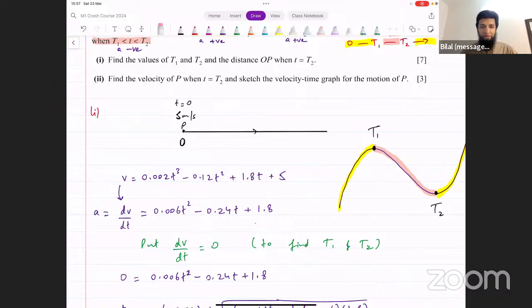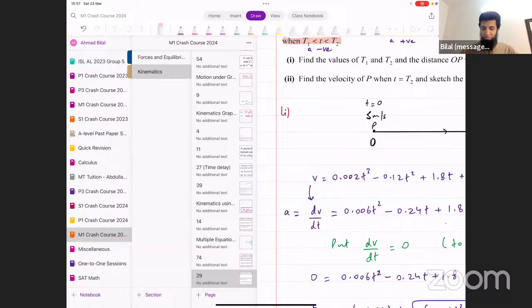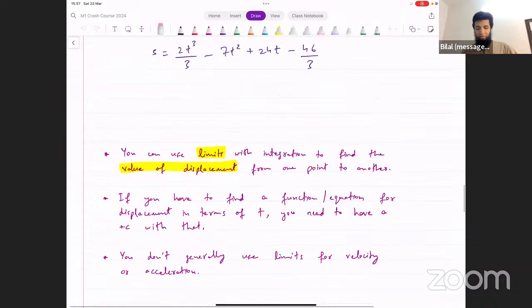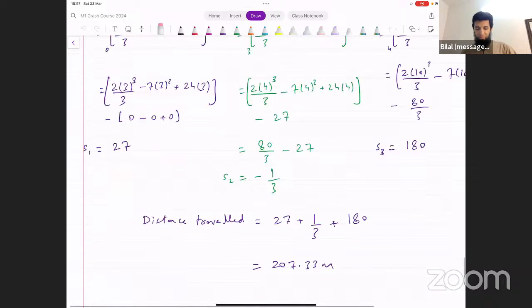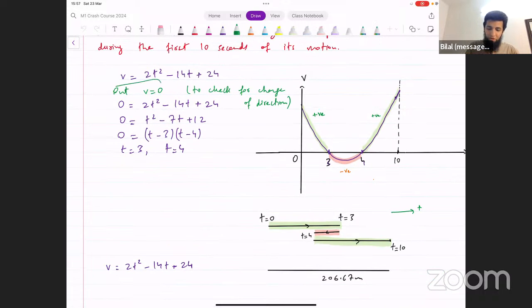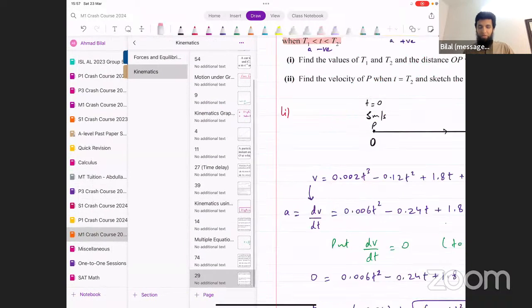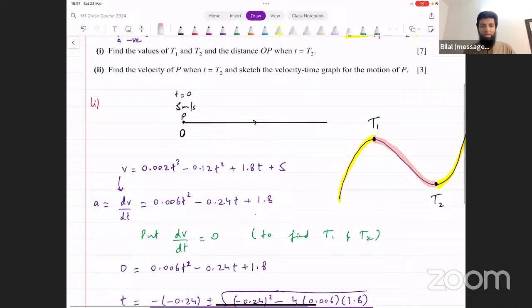For distance traveled, we have to check for change in direction. We talked about this the other day as well. When we have to find distance traveled, we always put v equal to 0 to check for change in direction. But we're not looking for distance traveled here. We are looking for distance between 2 points, and that's the same thing as displacement.